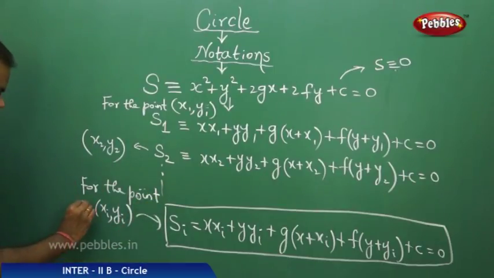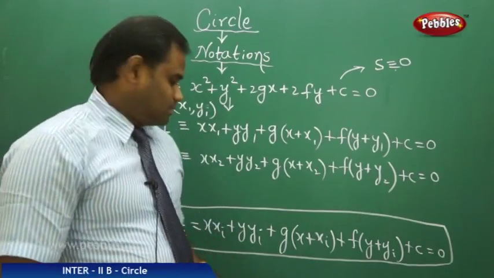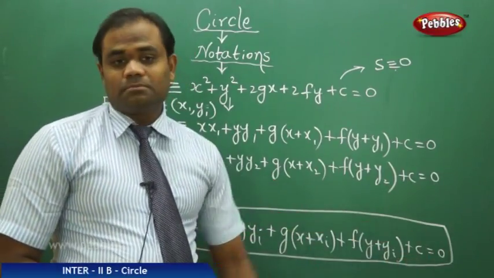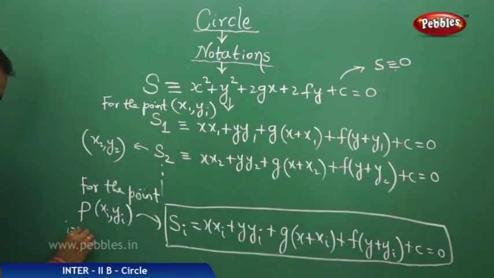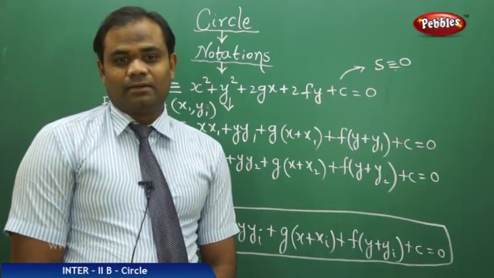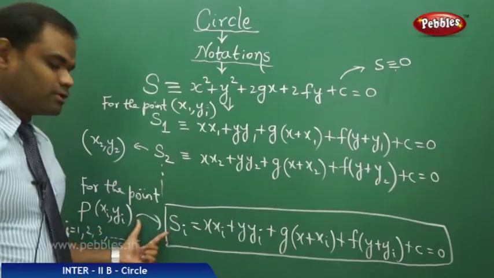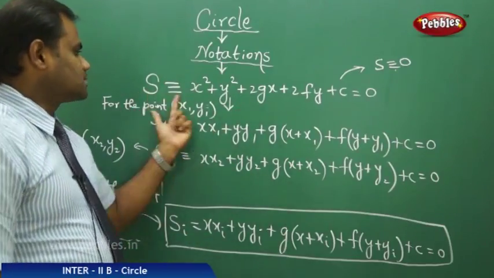For the point P(xi, yi), I have Si is x xi plus y yi plus g times (x plus xi) plus f times (y plus yi) plus c equal to 0, where i is anything running from 1, 2, 3, and so on till n. This is how we understand the notation for S1, S2, and so on till Si for the general equation of the circle S equal to 0.